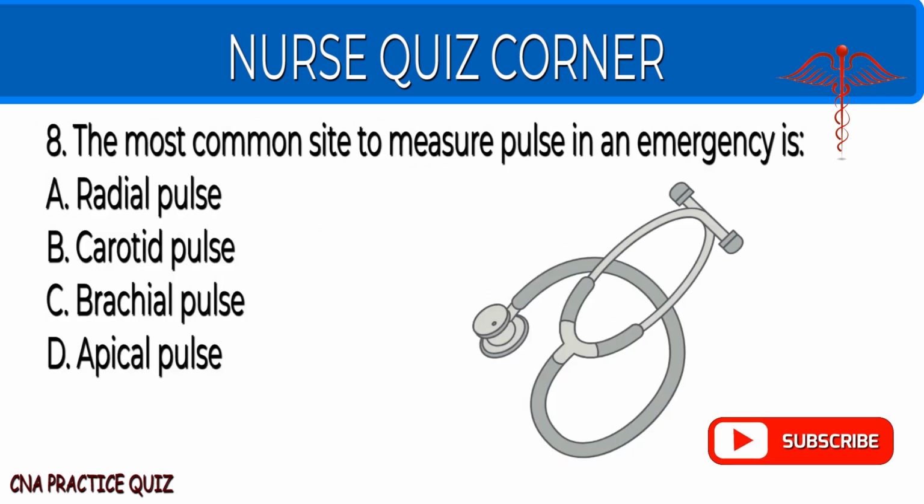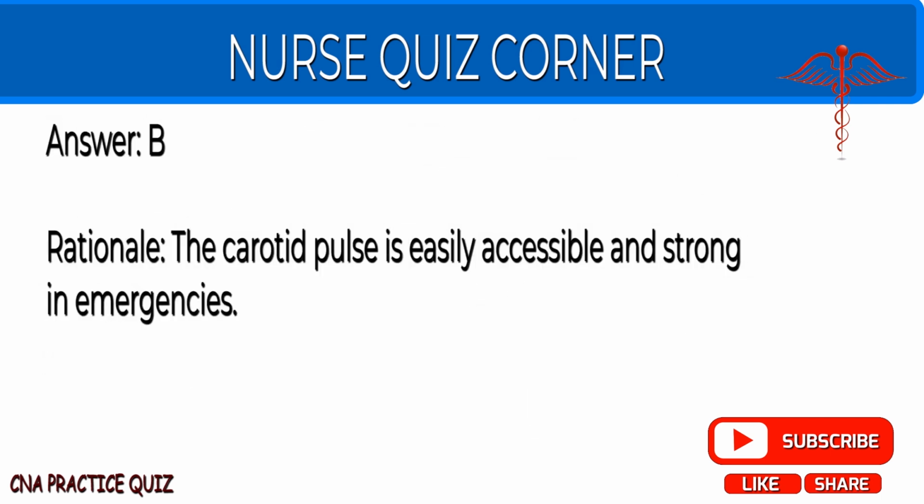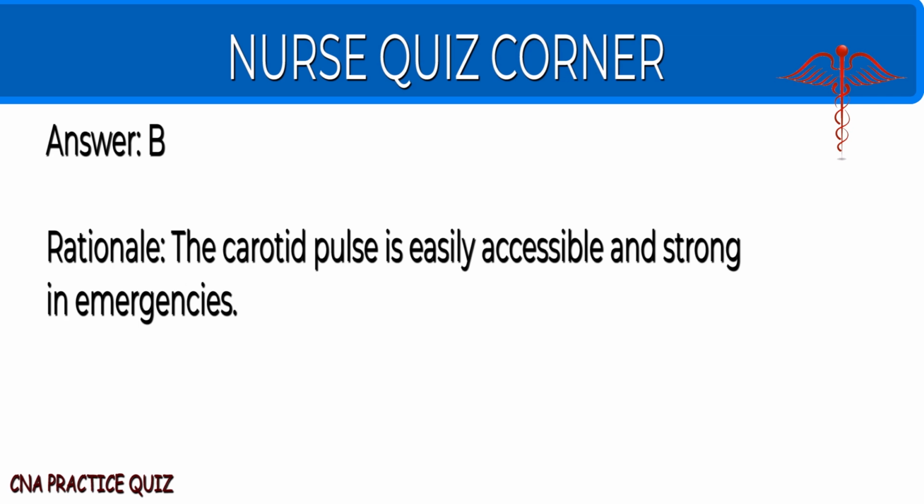8. The most common site to measure pulse in an emergency is A. Radial pulse. B. Carotid pulse. C. Brachial pulse. D. Apical pulse. Answer B. Rationale. The carotid pulse is easily accessible and strong in emergencies.